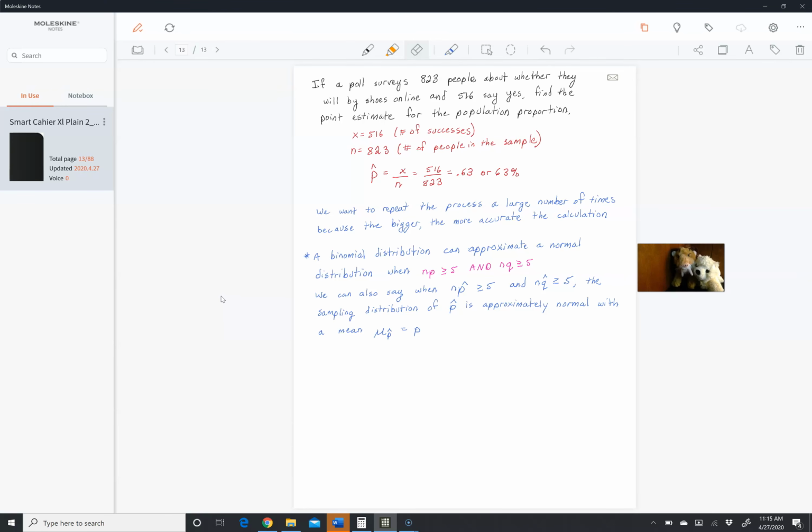Okay, let's clarify what this means because that just seems complicated. If we take 20 samples, all of size 3,000, and for each one we take a sample proportion, and then we take the mean of those proportions, we're going to get the population proportion. So if we take the mean of all of the sample proportions, we're going to get the population proportion.